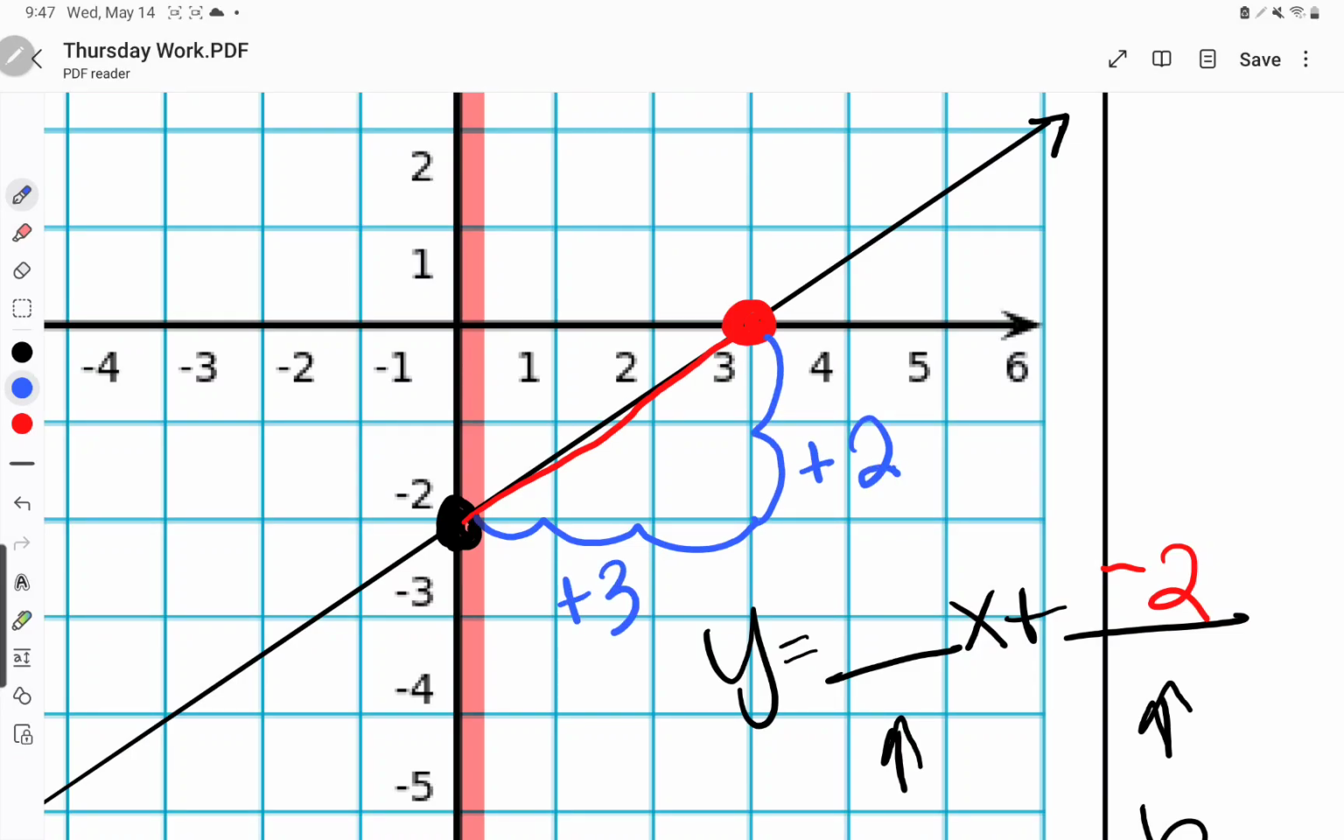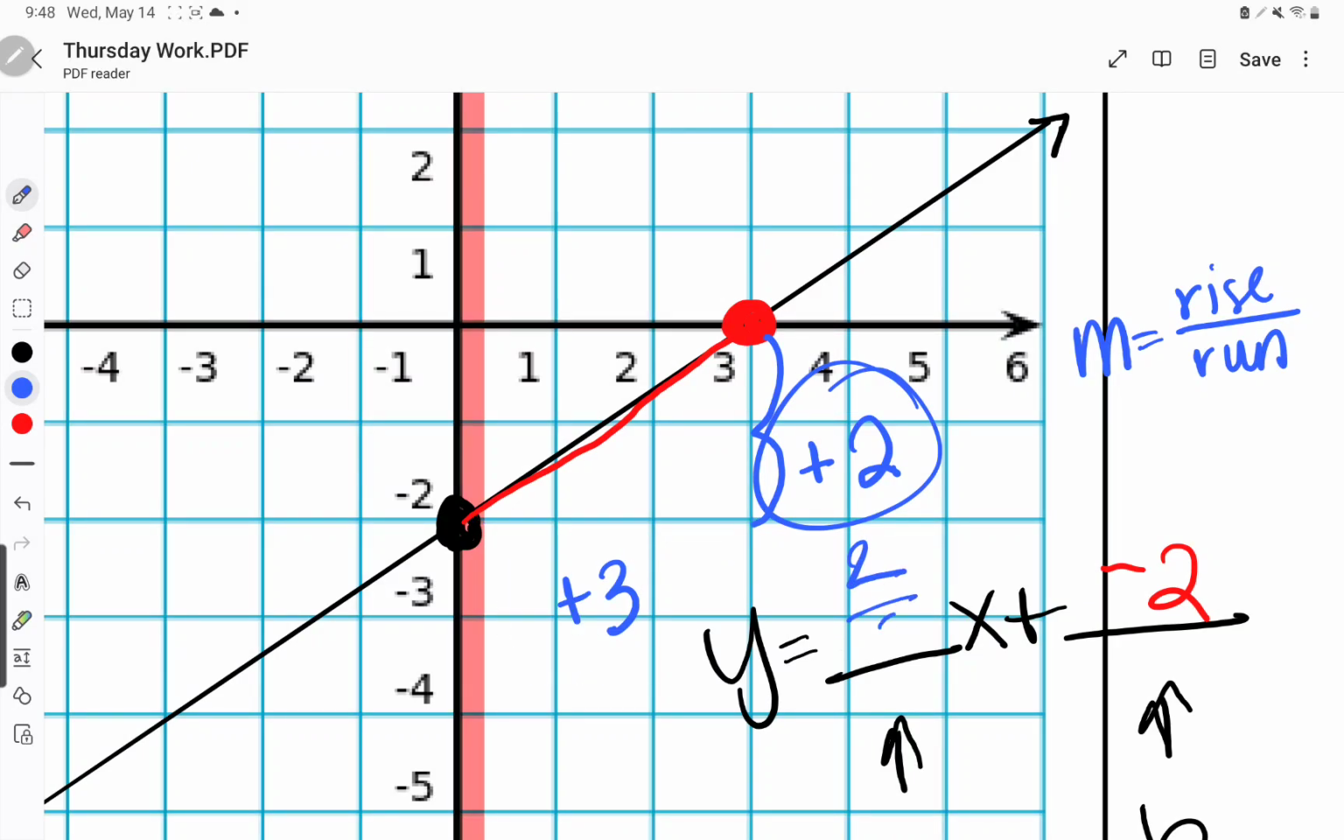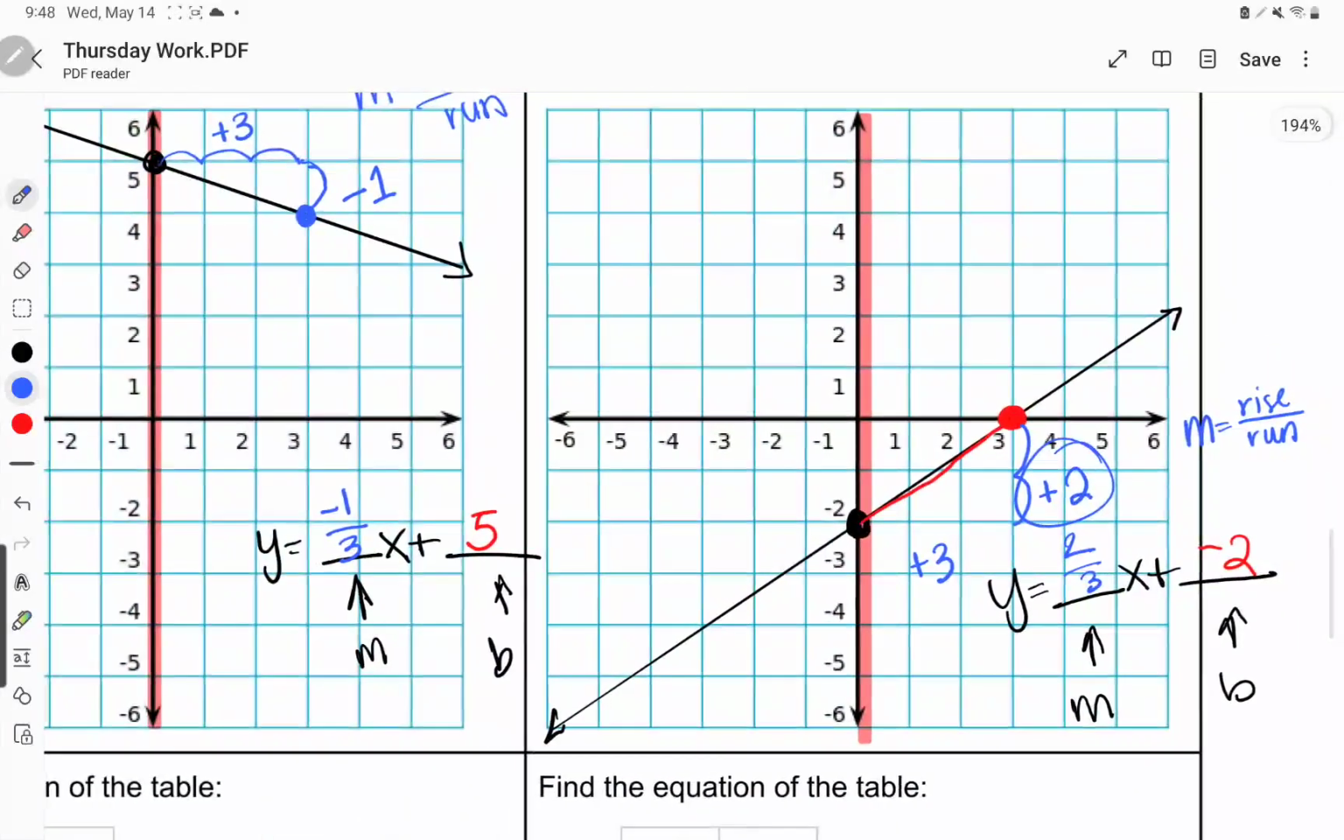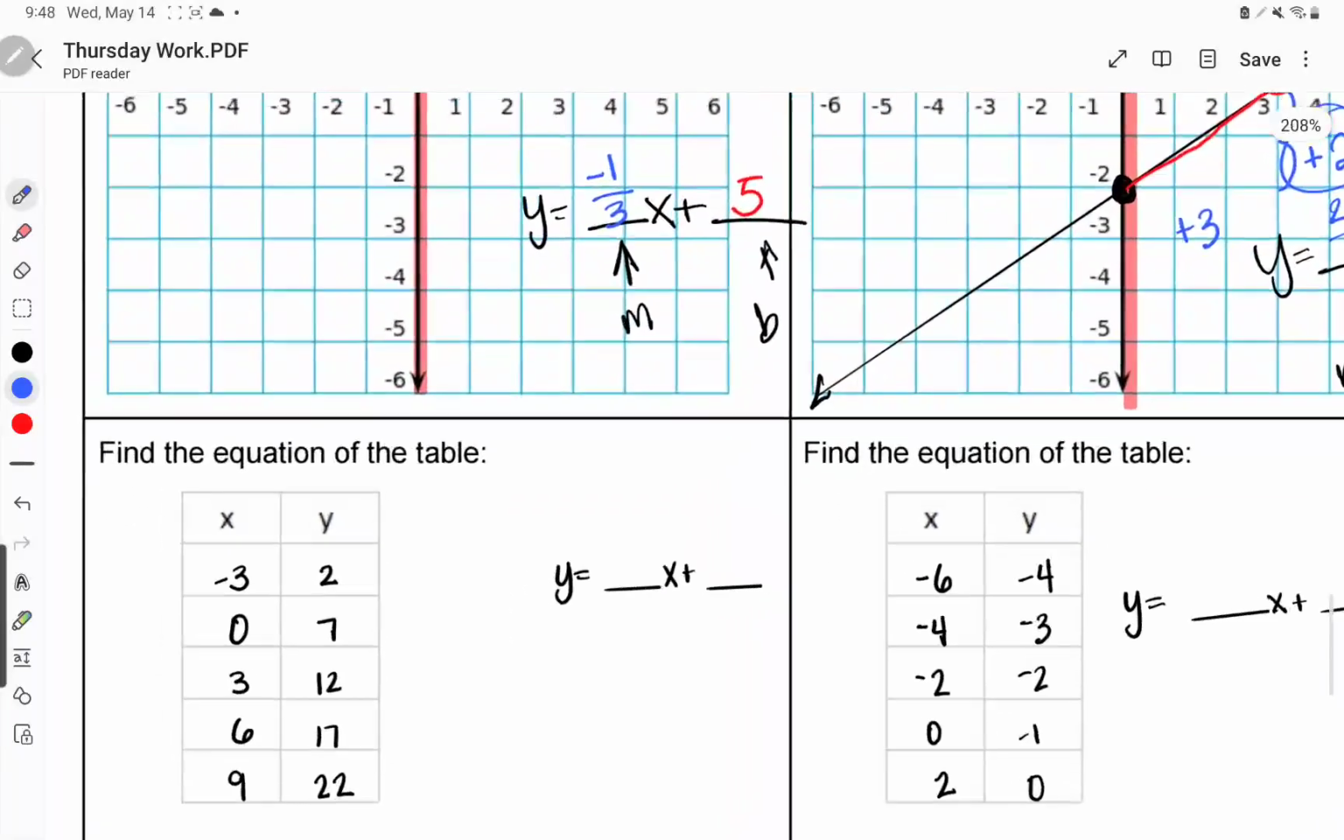Then we went to the right, so that's 3. And M is what side over what side? It's going to be rise over run. So we rose 2, and we ran 3. Okay, so you have 2/3 x minus 2.